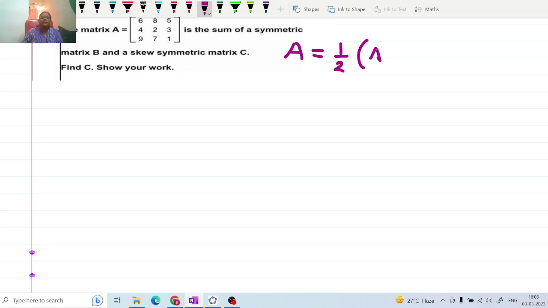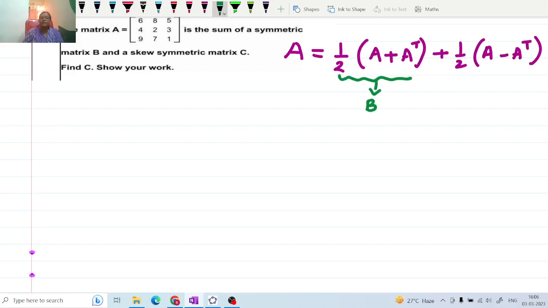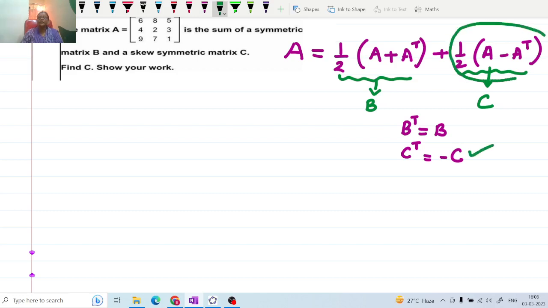Isn't it half of the sum of the matrix with its transpose plus half of the difference of A and A transpose? So the matrix that we have here is a symmetric matrix, which is B, and the matrix that you have here, the whole of this, half of the difference, is C. So the transpose of B is B, it is symmetric. The transpose of C is minus C. So which matrix is asked? You have to find this matrix. How do we get this matrix? It's very clear from here. For working out C, you require the transpose.